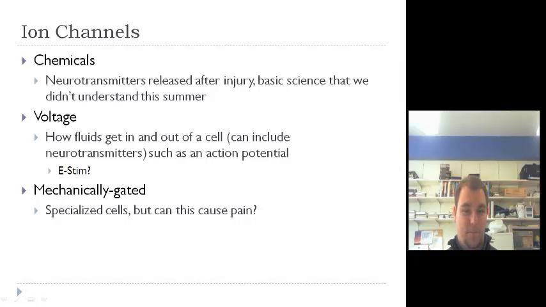So that's the whole chemical basis of ion channels. You have many neurotransmitters. They all are specialized in different functions of the body. So GABA and enkephalin seem to be the two major ones that help decrease the pain, especially enkephalin. So voltage, how fluids get in and out of a cell, can include neurotransmitters to a point, such as an action potential. So an action potential occurs, E-stim.